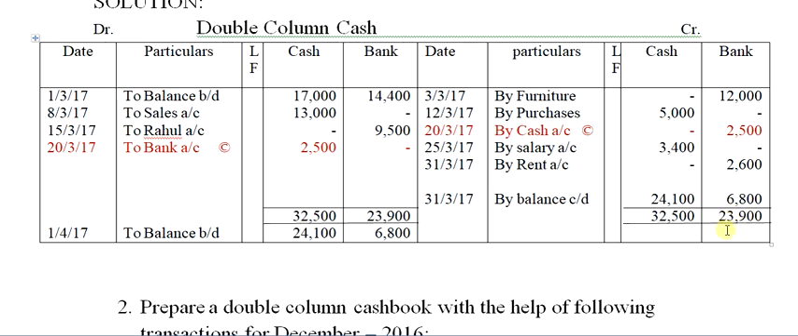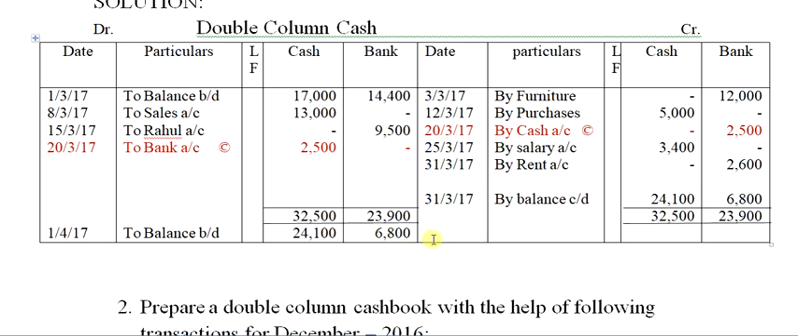Again under the bank column, 23,900 minus 12,000 minus 2,500 minus 2,600 will be getting 6,800. So this closing balance on 31st March 2017 is balance carried down. Next month on 1/4/2017 it will be the opening balance for the next month, that is, to balance brought down 24,100 and 6,800.